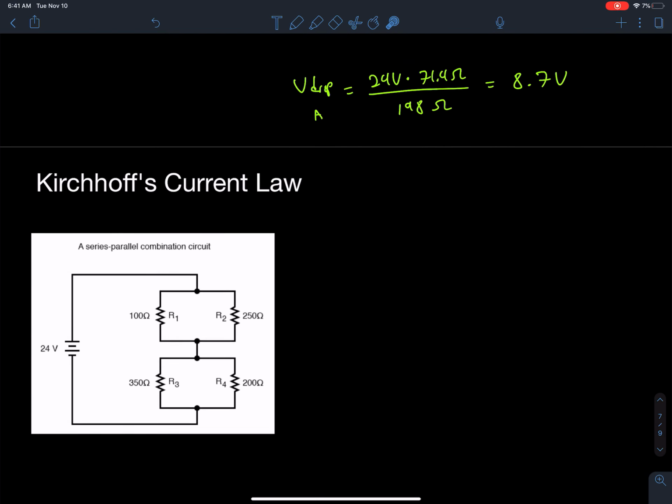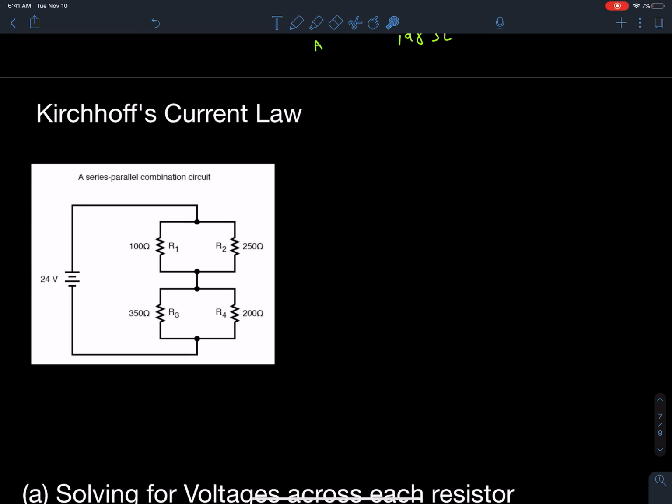So let's take a look at the current law. The current law says that the sum of the current going in is equal to the sum of the current going out. So here's a junction. The current going through here plus the current going through here is the sum current, which is equal to the current going here and the current going here. Without getting overly complicated, to find the total current, I could put an ammeter here.